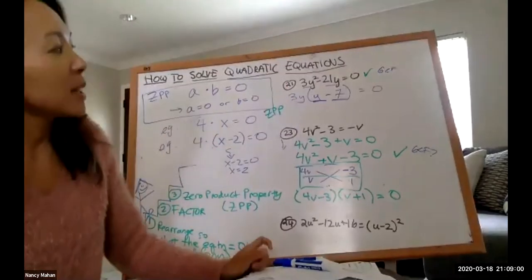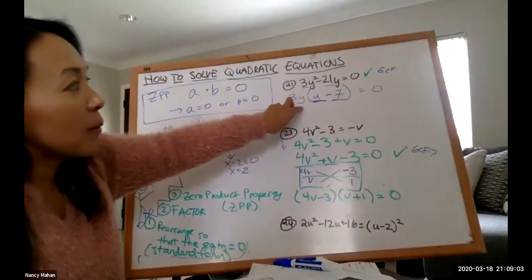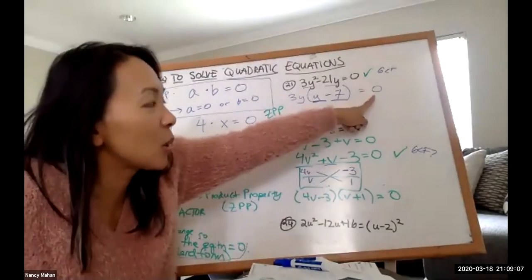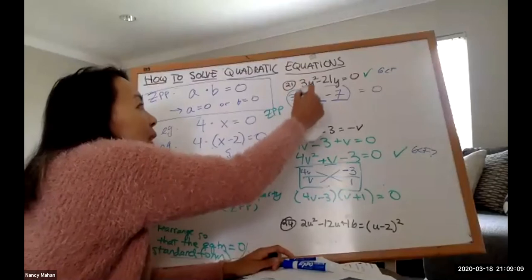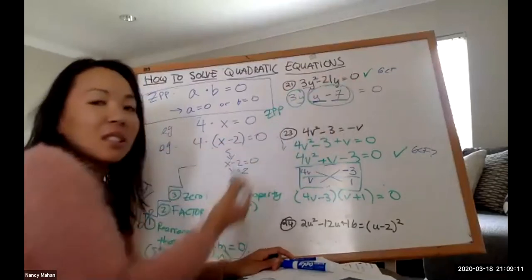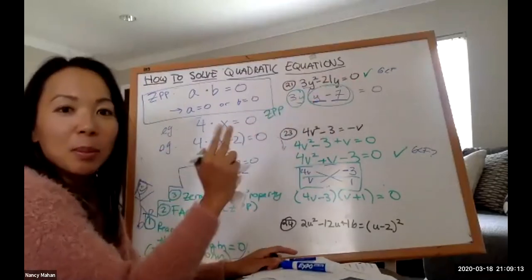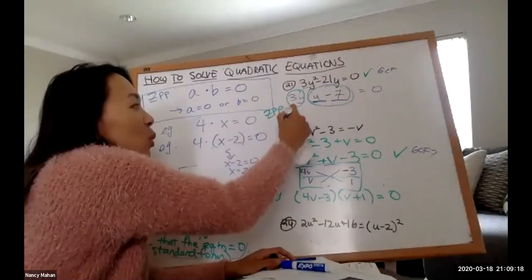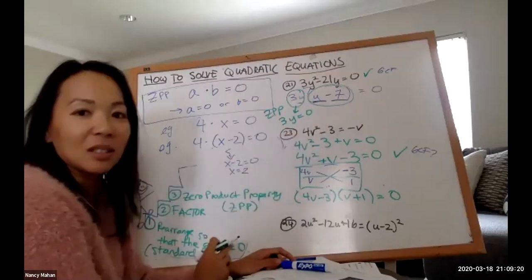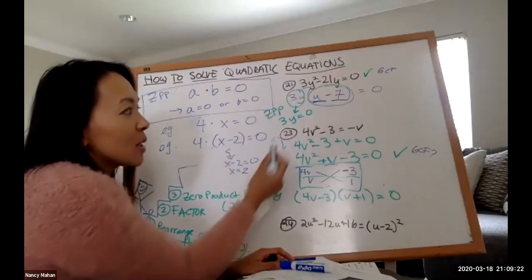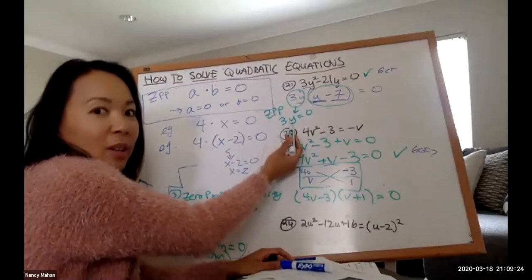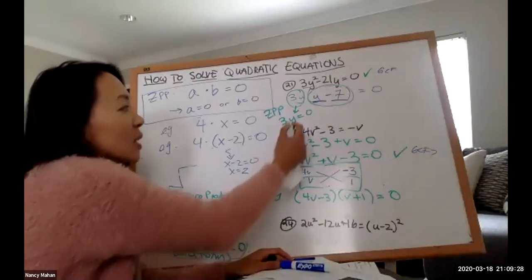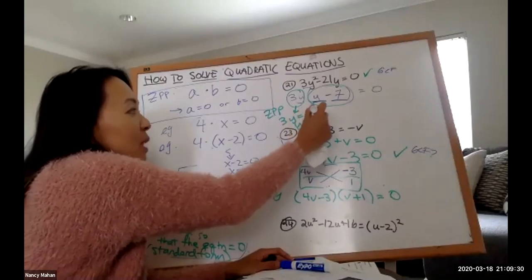ZPP says that one of the factors, or both, has to equal 0 in order to make this true. So this is a factor and this is a factor, right? Factors are things that are being multiplied with each other, and that's why we factored. Therefore, 3y must equal 0. If 3y must equal 0, let's solve for y. How do you get y to sit by itself? You divide both sides by 3, and you get y must equal 0.